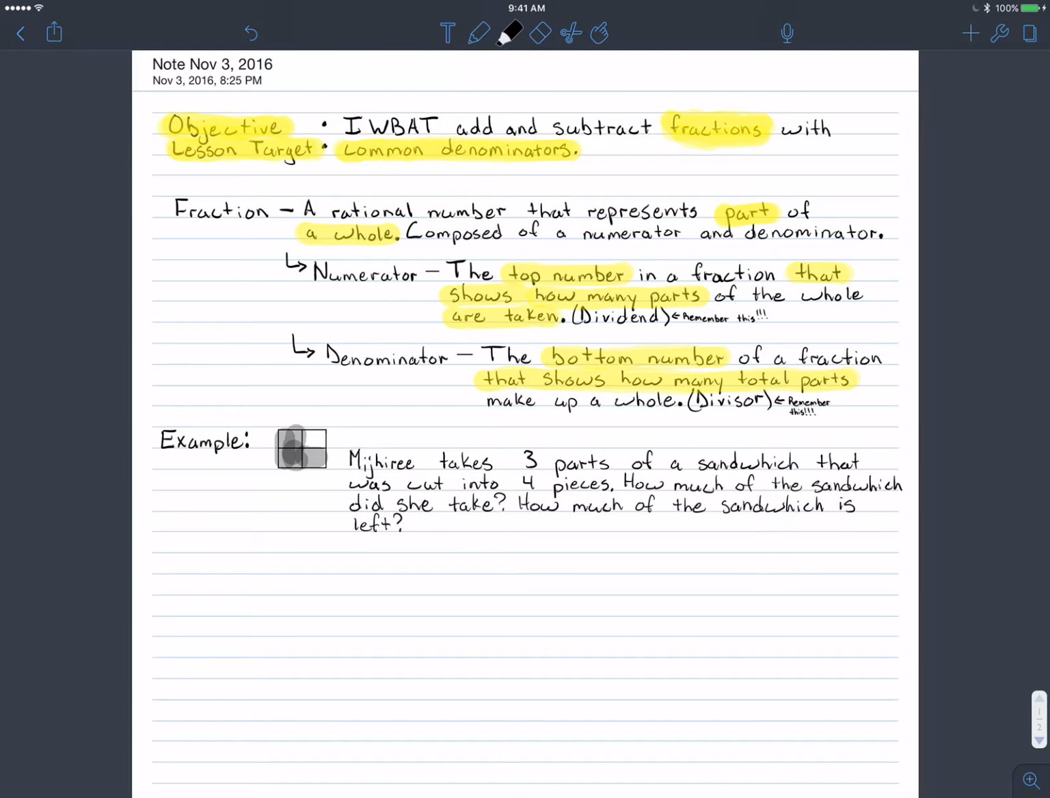My shading game is a little off. How much of the sandwich is left? Okay. This is the only part of the sandwich that is left. So how could we write how much she took as a fraction? She took 3 parts out of the 4 total parts that would make the whole. So she took 3/4 of the sandwich.